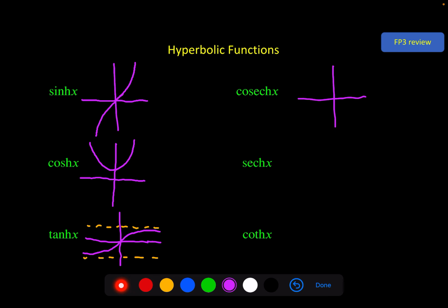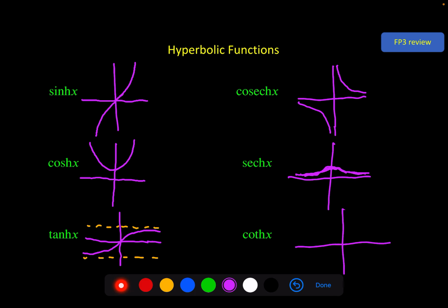Cosech, 1 over sinh. If you do 1 divided by the sinh curve, you get something that kind of looks a little bit like a reciprocal. Sech, however, is different because if you do 1 over cosh, 1 over 1 at the middle point, or the x equals 0 point is here, and then it comes down closer and closer to 0 on both sides, and it kind of looks like a little hill. Oh dear, that's not very good.